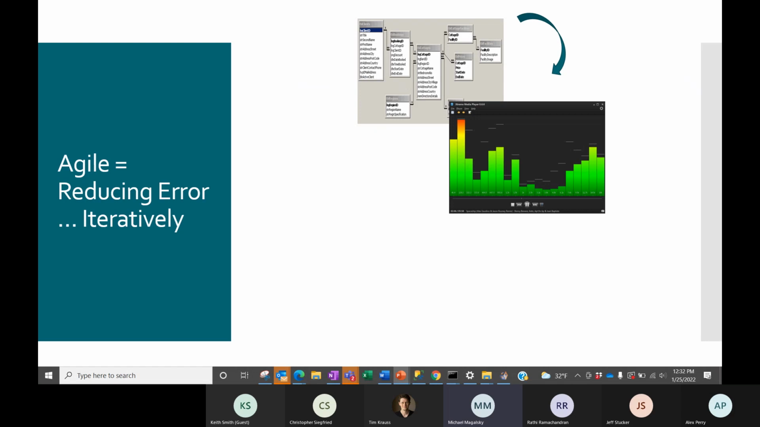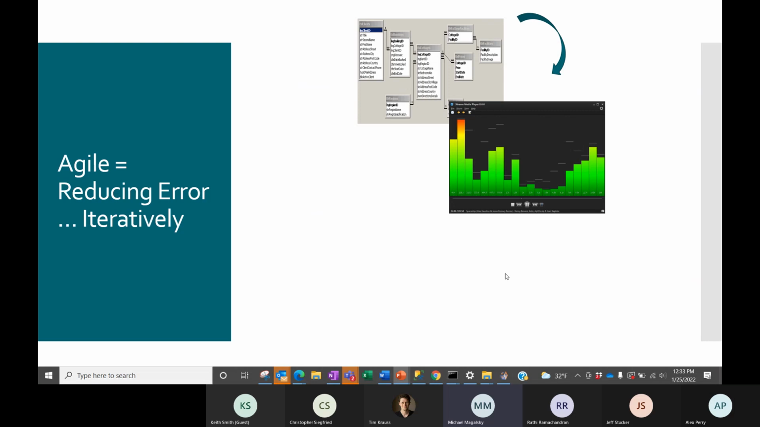Let's talk about this concept of agile or reducing error iteratively. I have worked in data projects where users have been asked to give their requirements for their data warehouse or their new report. And really, it's not fair to ask a user just to regurgitate their requirements to us. What users ultimately want is the same things we as data professionals want. We want to be able to see the data, start to glean some insights from the data, and then iteratively develop our requirements as we go.